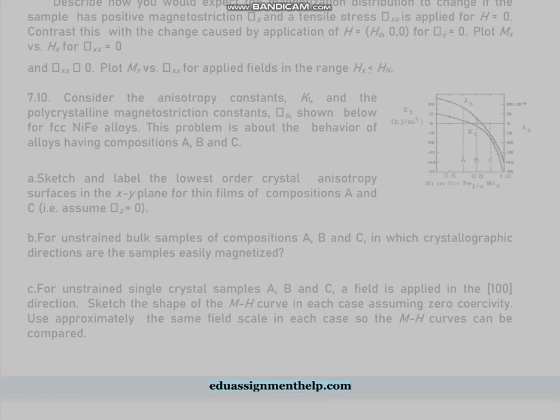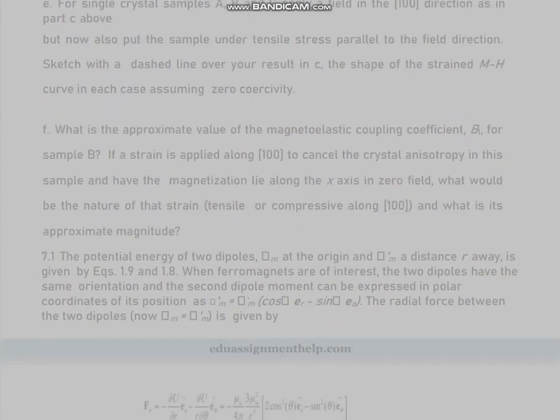E. For single crystal samples A, B and C, apply a field in the [100] direction as in part C above, but now also put the sample under tensile stress parallel to the field direction. Sketch with a dashed line over your result in C, the shape of the strained M-H curve in each case assuming zero coercivity. F. What is the approximate value of the magnetoelastic coupling coefficient, B1, for sample B?